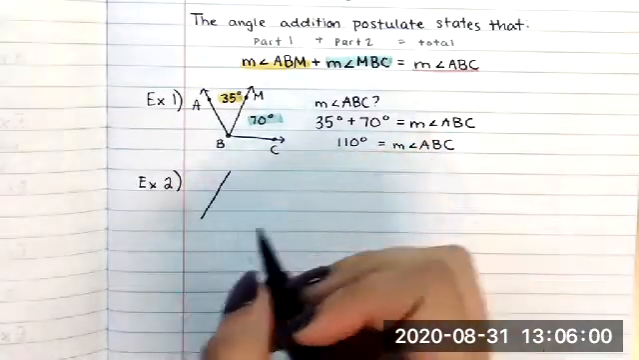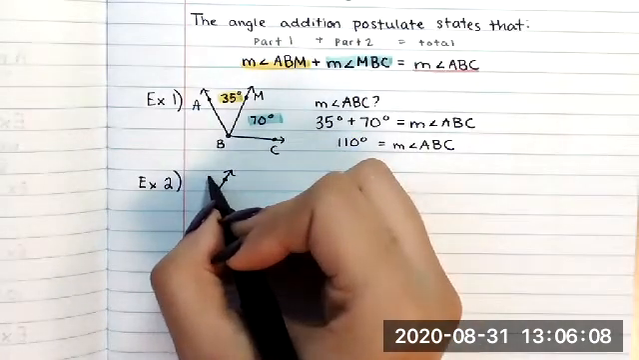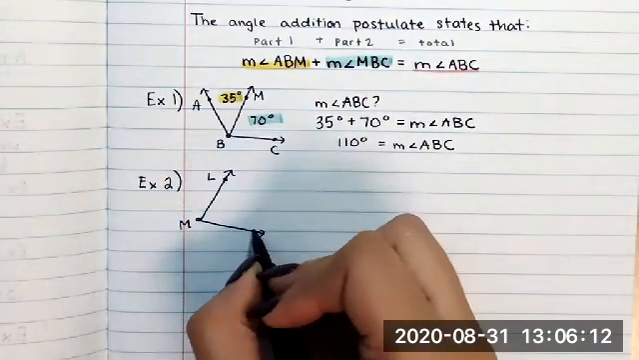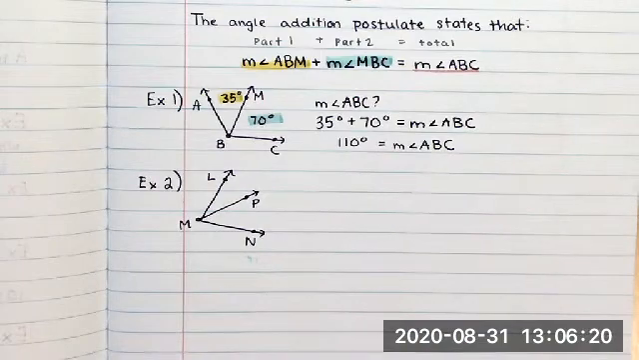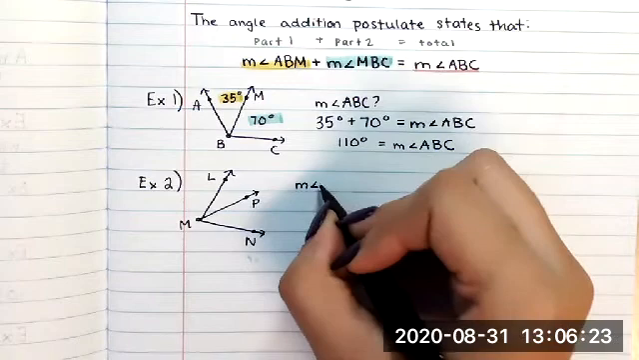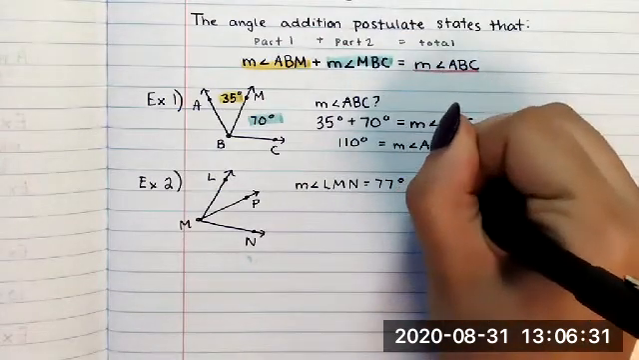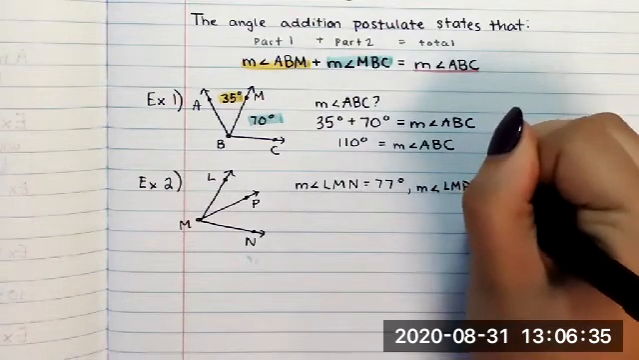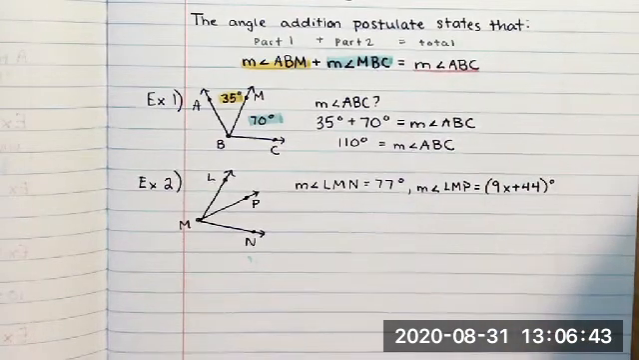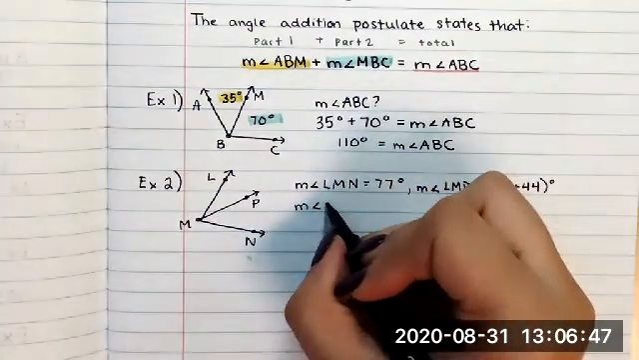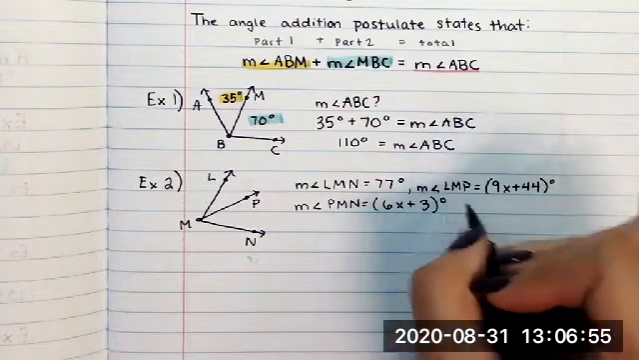So for this one, I'll draw this angle. Let's do L, M, N with this extra piece, P. So here, the measure of angle LMN is 77 degrees. The measure of angle LMP is 9x plus 44 degrees. So now we're throwing in the x's. And lastly, the measure of angle PMN is 6x plus 3 degrees.